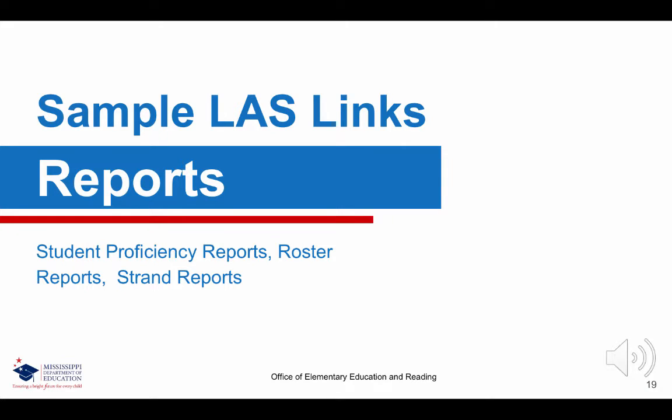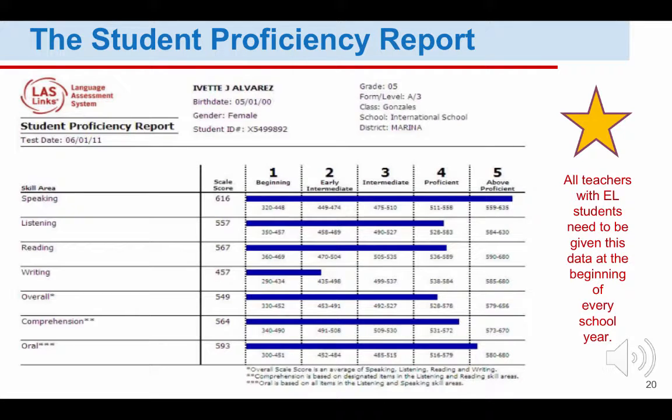Now let's look at some sample LostLinks reports. We will be looking at the student proficiency reports, the roster reports, and strand reports. The top half of this report, shown in this slide, represents the student's obtained scale score and performance indicators against the 5 proficiency levels. This report serves numerous purposes, which includes use in each student's folder for identification, progress monitoring, and exit. This report can also be used to identify each student's strengths and weaknesses in regards to each of the areas in which a student is tested.